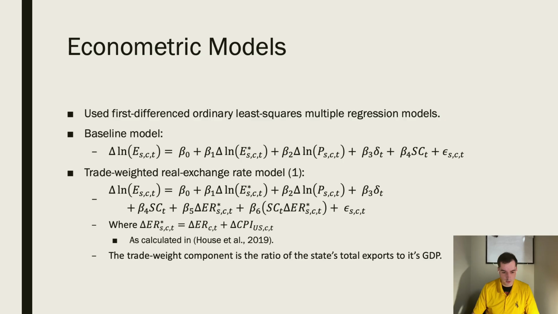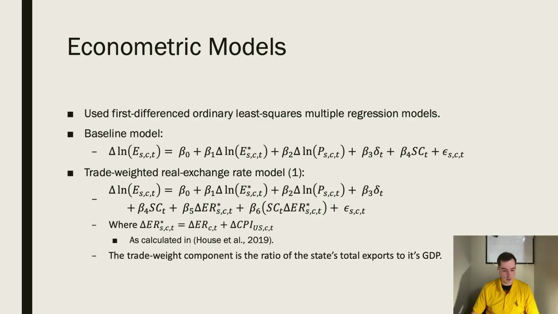So the first expansion is including a measure of the real exchange rate. And I decided to use a measure that is found in this paper by House and their co-authors in 2019. They basically define the real exchange rate as the change in the nominal exchange rate between the country and the US, plus the change in the CPI between the country and the US. And they trade weight this sum by the ratio of the state's total exports to its GDP.